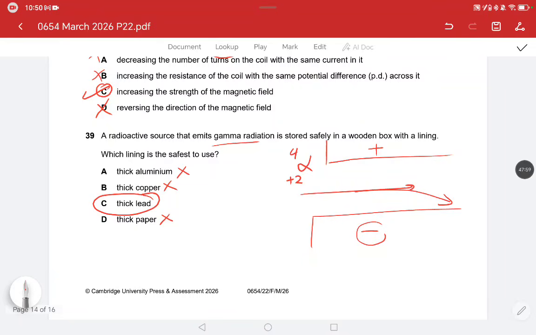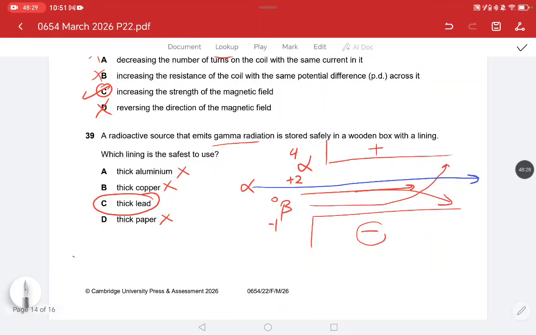Okay. So if you have beta and beta is -1, you have an electron and it's negative. So it should go where? It should go actually to the positive, right? But gamma, since you have no charge and it has the speed of light, it should go straight with no deflection. So this is also important to know in multiple choice.